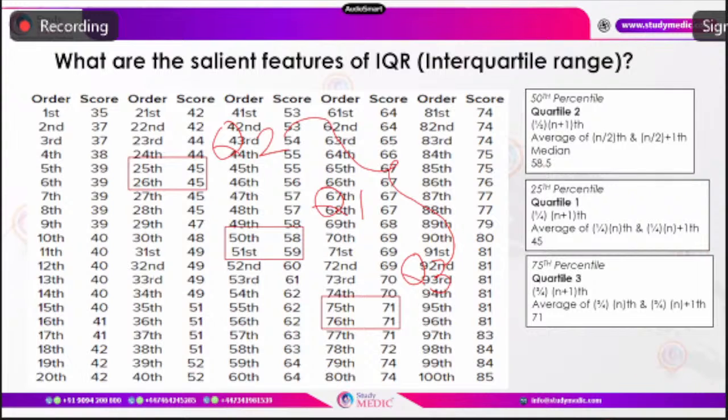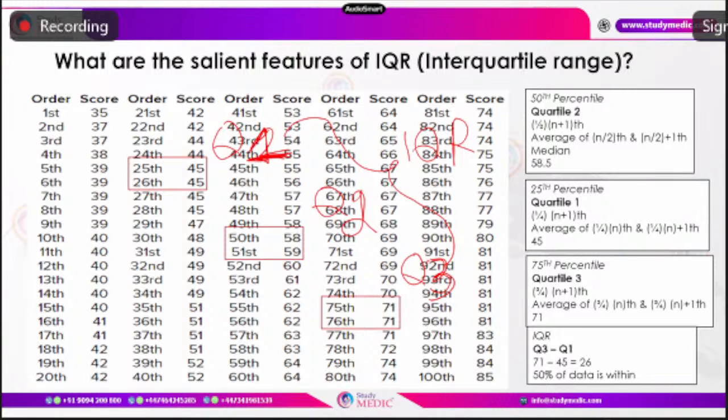So what percentage of the data lies between the 25th percentile and the 75th percentile? It is 50% of the data, so it is called the interquartile range. The interquartile range is the range between quartile 1 and quartile 3, and the median is quartile 2. The interquartile range is the difference between quartile 1 and quartile 3. Okay, it contains 50% of the data.